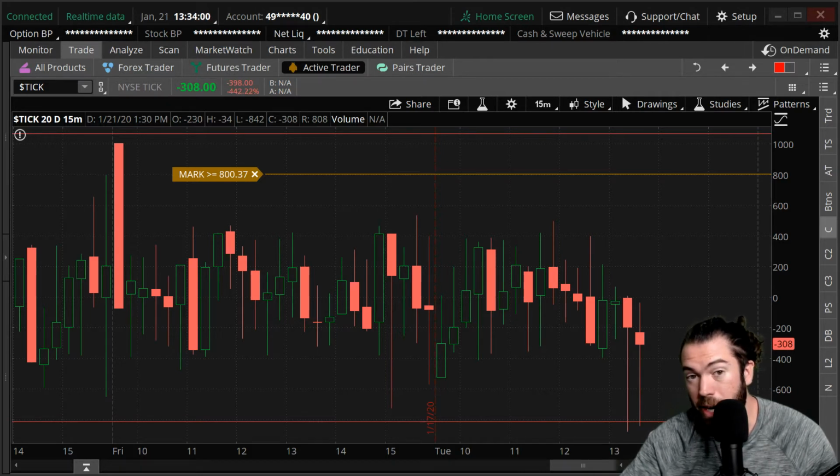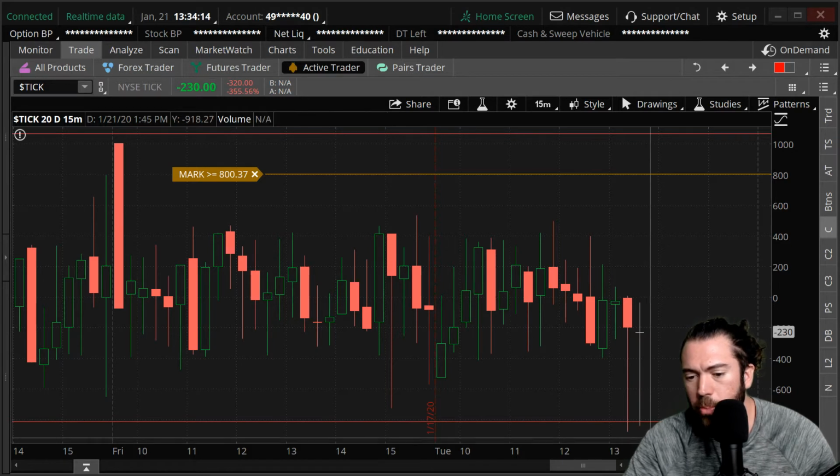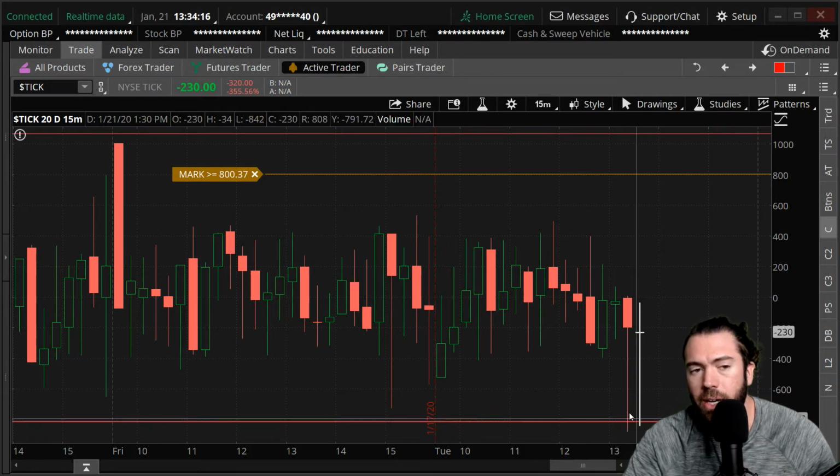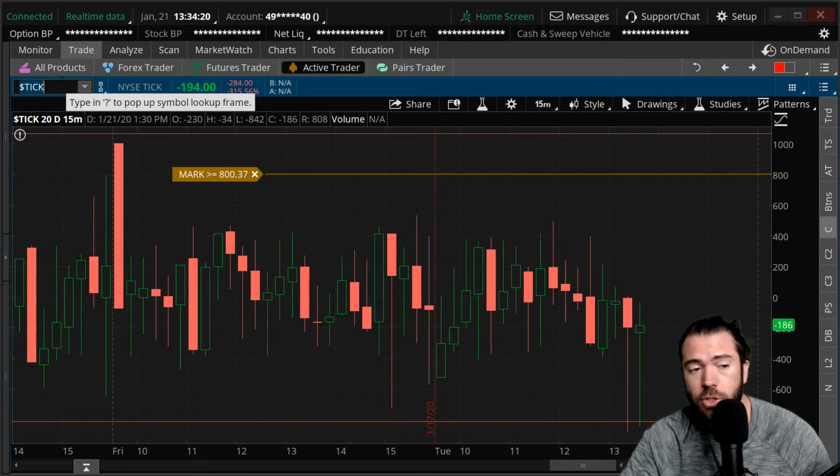Now, if you want to be aggressive and you want to pick a decent entry level to possibly buy the dip in a market or buy the dip in a stock that moves with the S&P, let's say like an Apple or Google or Facebook that will pretty much move wherever the market goes, look for negative 800 as a potential buying opportunity. Or if you're just trading the S&P or the S&P options or the futures, look at this.